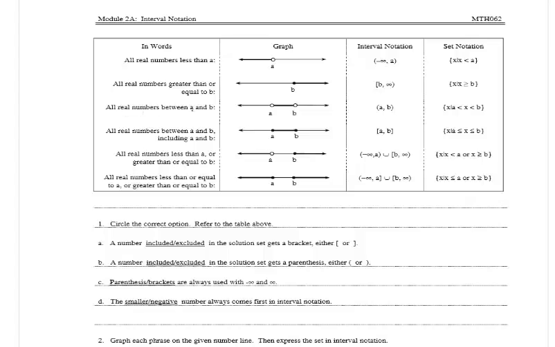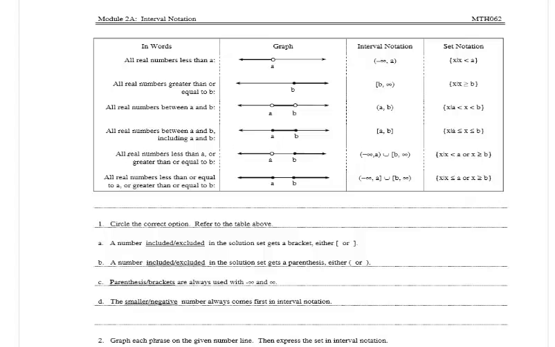All real numbers between a and b, we're going to have two open circles with in between shaded. We didn't include either number. All real numbers between a and b, including a and b, we shade in between again, but now they get a solid dot. And if you notice the difference, in this first one, we had parentheses around our a and b because it wasn't included, and then we had brackets around a and b because they were included in this second one.